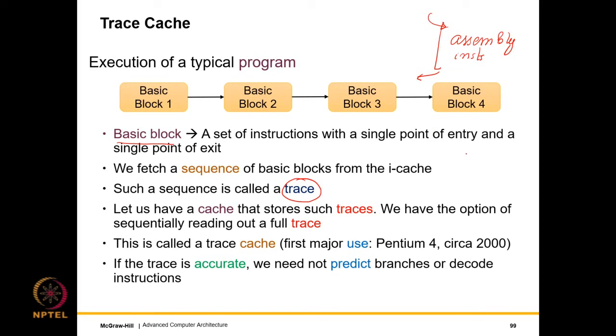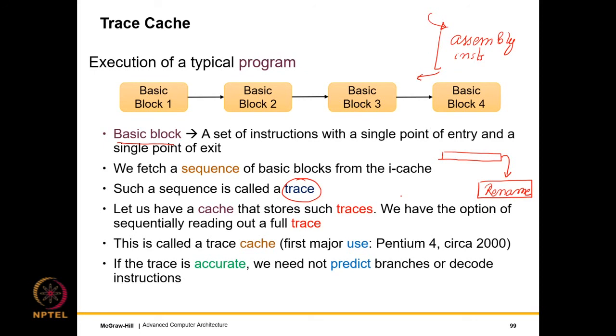Furthermore, we can store the decoded instructions. Then all we need to do is take a trace, which is a sequence of basic blocks, most likely the sequence based on our previous predictions, and feed it directly into the rename engine. So we can have a cache that stores such traces, with the option of sequentially reading out a full trace.